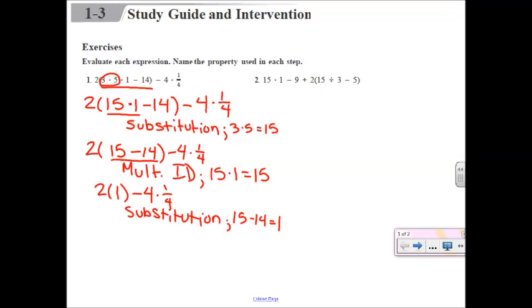And then, once we've gotten rid of all the stuff that's going on in the parentheses and we just have a number, we can do order of operations with the rest. And we don't have exponents, so we move on to multiplication and division. So the first thing we run into is 2 times 1, and that's the multiplicative identity again. Anything times 1 gives you itself back.